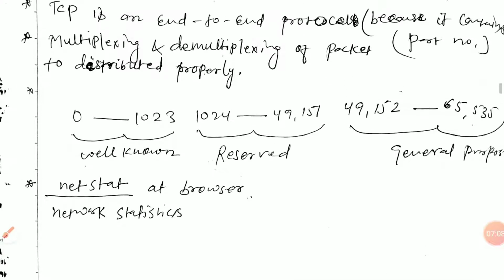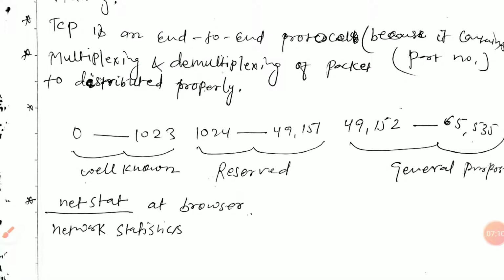For example, suppose you want to download a file, then the well-known port number will be 21. That 21 port number is for FTP service. Then suppose you want to send a mail, for that the well-known port number is 25, that is for SMTP. If you want to browse, for that the well-known port number is 80 for HTTP.